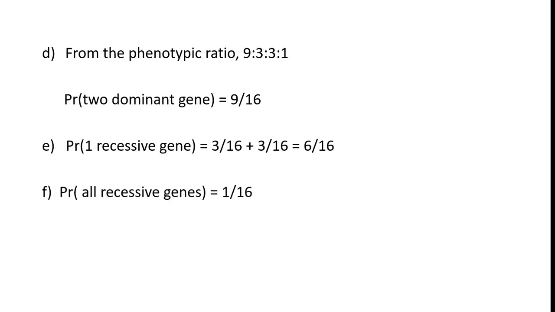Then the probability of all recessive genes, so no dominant. I told you the 1 represents no dominant in the ratio. So the probability becomes 1 over 16. All right. So that is that.